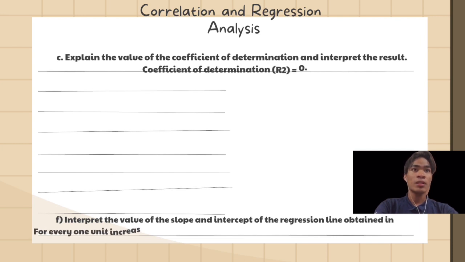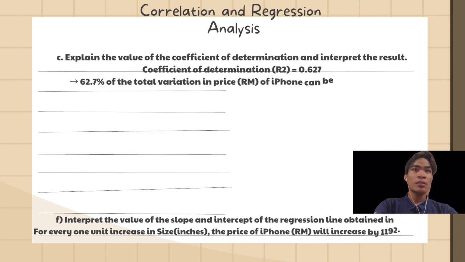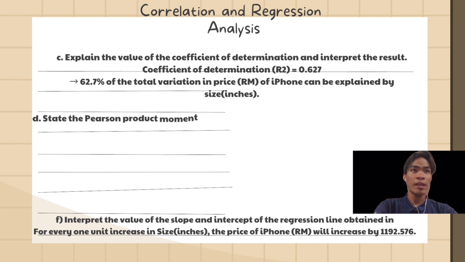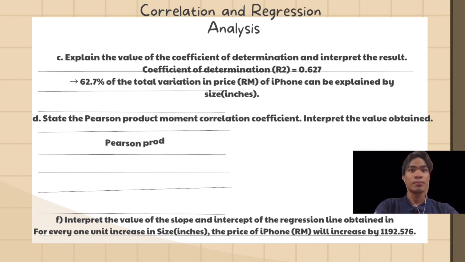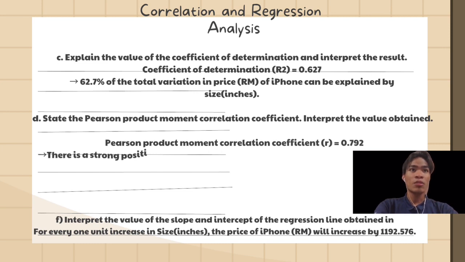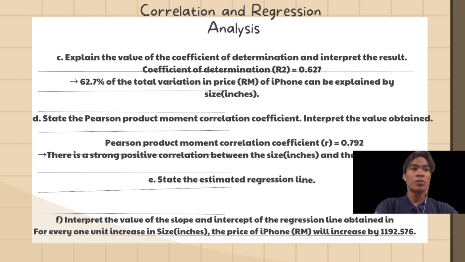The coefficient of determination R squared equals 0.627. 62.7% of the total variation in price in RM of iPhone can be explained by size in inches. The next step is to state the Pearson product-moment correlation coefficient and interpret the value obtained. The Pearson product-moment correlation coefficient R equals 0.792. There is a strong positive correlation between the size in inches and the price of iPhone.